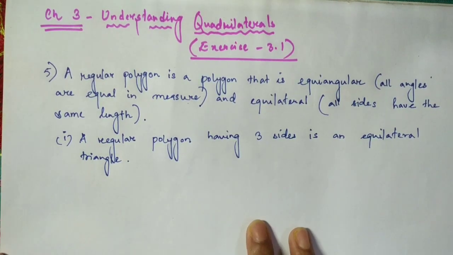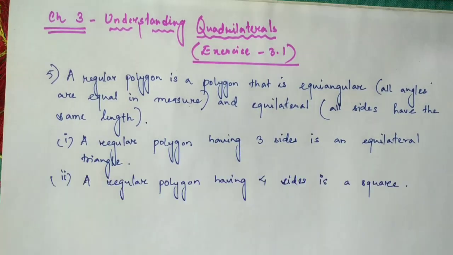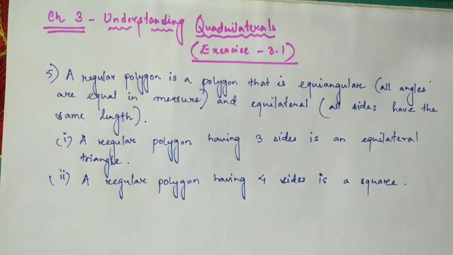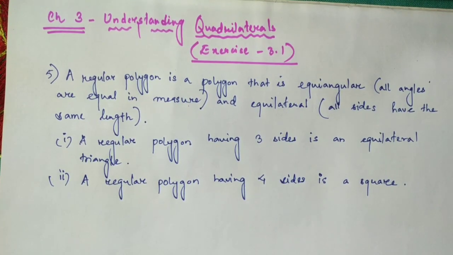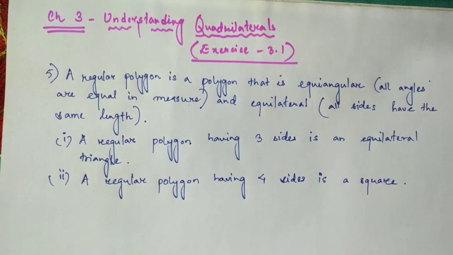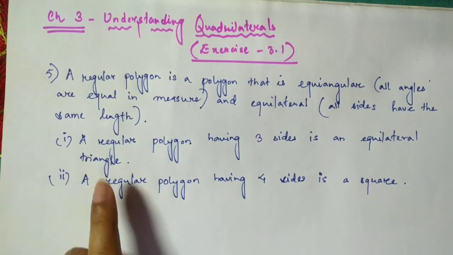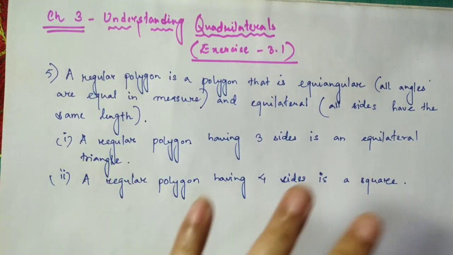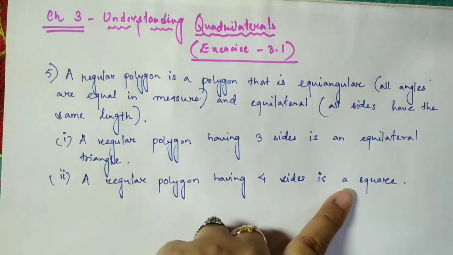Similarly, we will write for question number 2. So what is a regular polygon having 4 sides? That is a square. So there can be a rhombus, which is a polygon having 4 sides. There is a rectangle which also has 4 sides, but if it has to be regular, all sides and angles should be equal, and that will be a square.